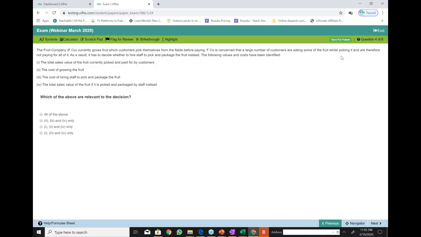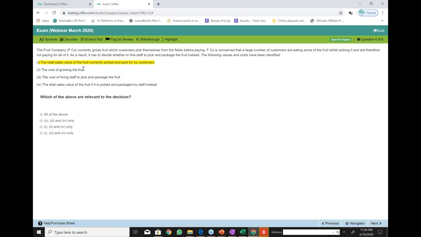The following values and costs have been identified. They have to decide whether to employ new staff for picking or not. Which of the above are relevant to the decision? Number one, the total sales value of the fruit currently picked and paid for by the customer. Do you think this is relevant for this decision making? The answer is yes. You need to see how many are paid fruits.